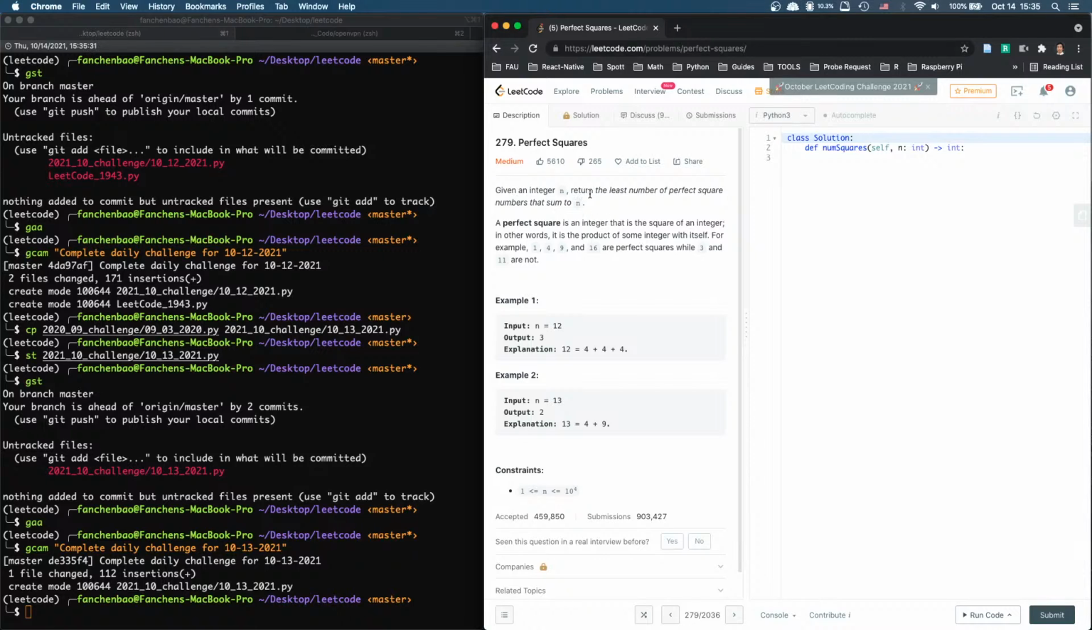Alright, given an integer n, return the least number of perfect squares that sum up to n. Wait, hold on. The least number of perfect square numbers that sum up to n, okay? So that's 3. Oh, but we can always say 1. Oh, it always works. Because in any case, you can always do 1, 1, 1, 12 ones, right? Or 3 4s. Or we can do a 9, and we have 3, so 9, 1, 1, 1 also works. 13 is 4 plus 9. Ooh, interesting. Okay, let's see.